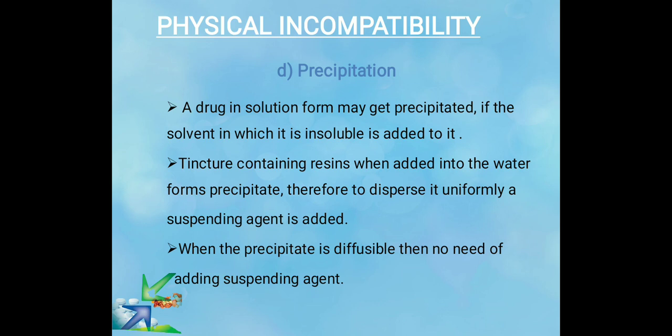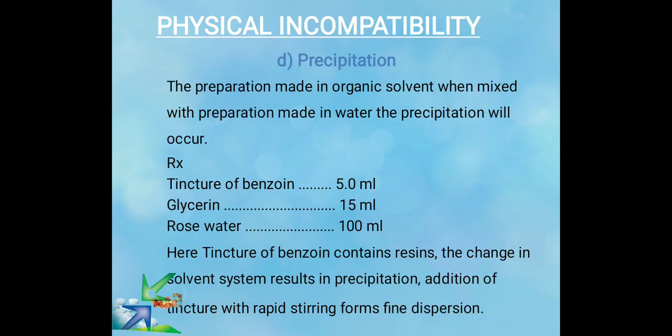So when the precipitate is of diffusible nature, at that time we will not require any suspending agent, but if the preparation contains an indiffusible solid, at that time we will require a suspending agent. Now here, a preparation made in organic solvent when mixed with a preparation made in water, there are chances of precipitation. For example, tincture benzoin, glycerin and rose water. So here tincture benzoin compound is a resinous compound. So here the change in solvent system will result in the formation of an unavoidable type of precipitate.